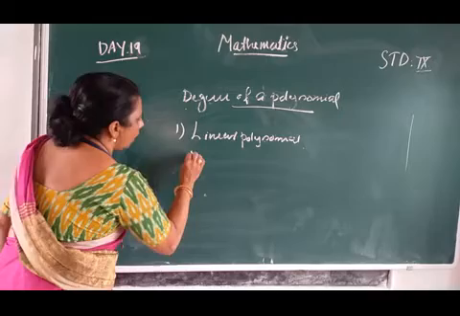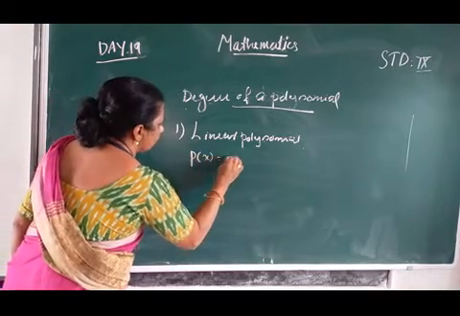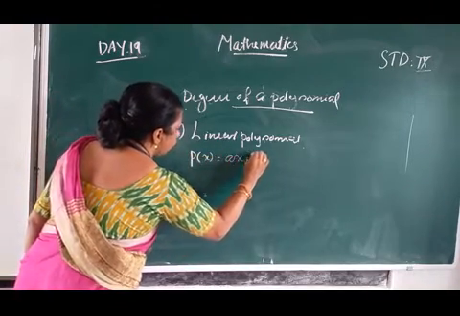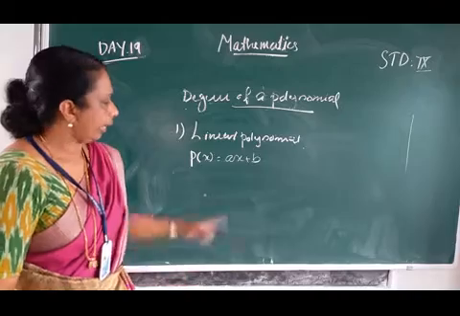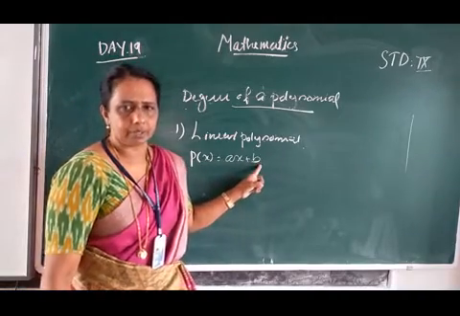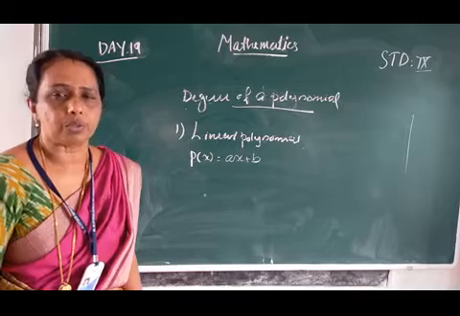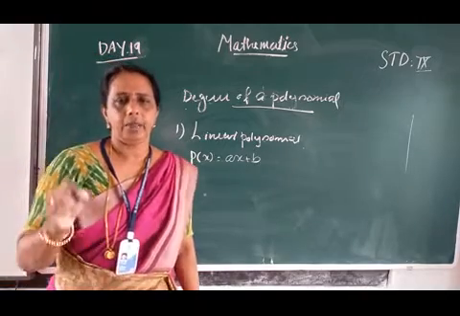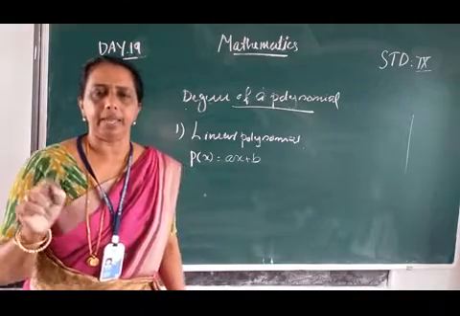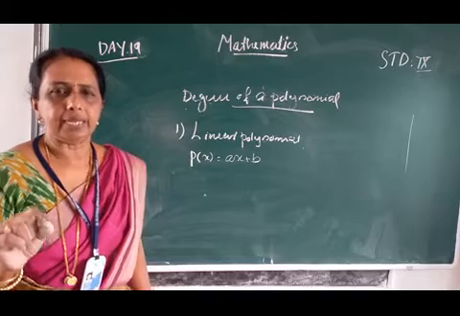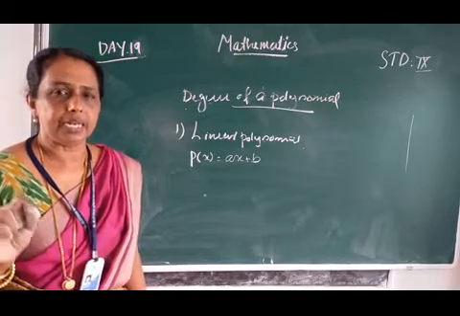We can write it as p of x is equal to ax plus b, where a and b are real numbers and a is not equal to 0. That is a polynomial in the variable x of degree 1. That is a linear polynomial.